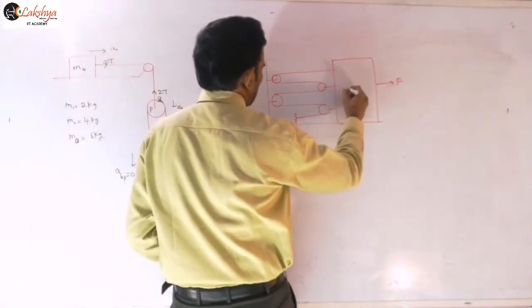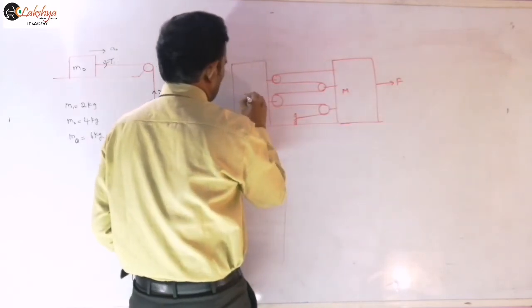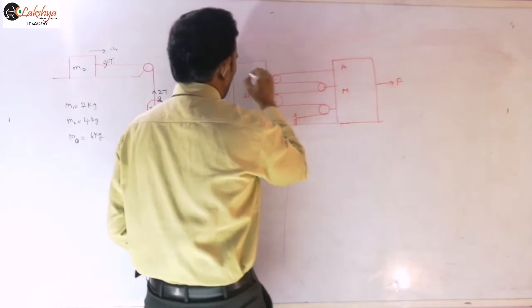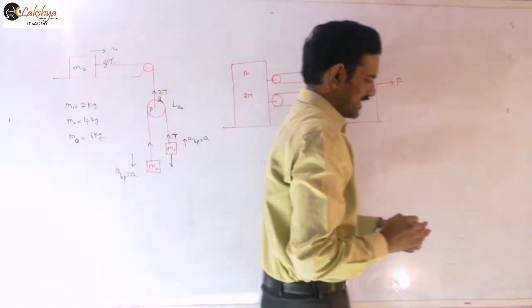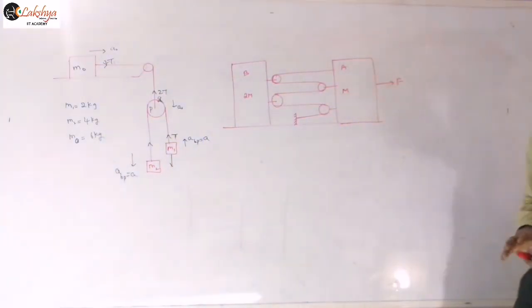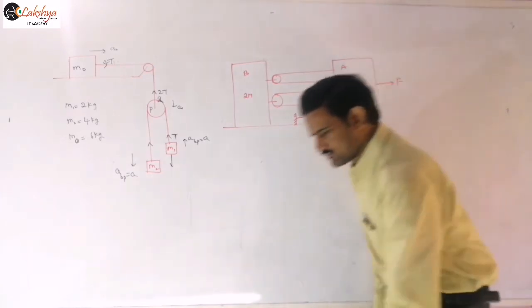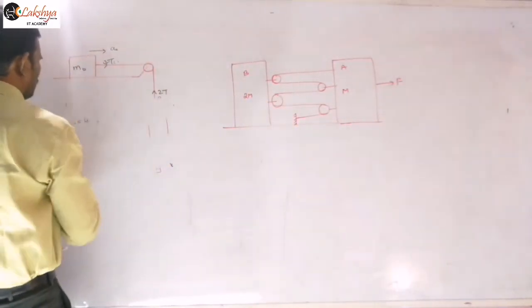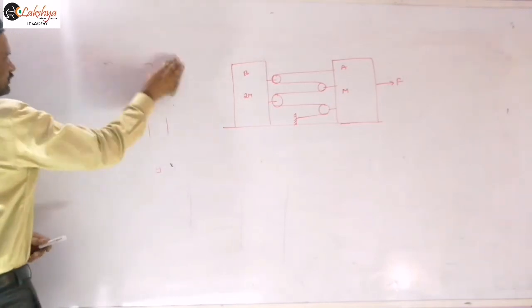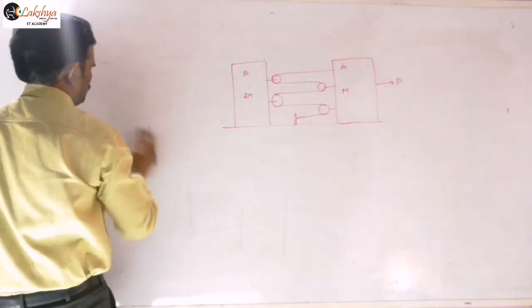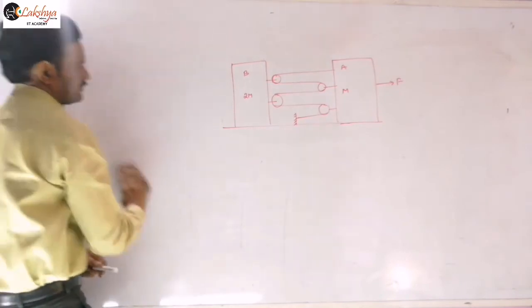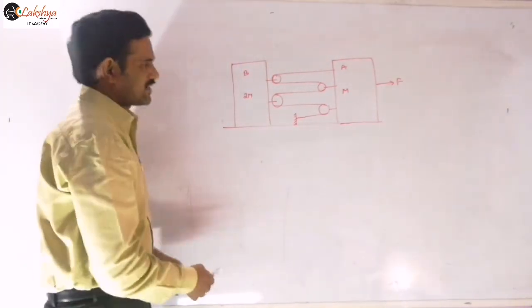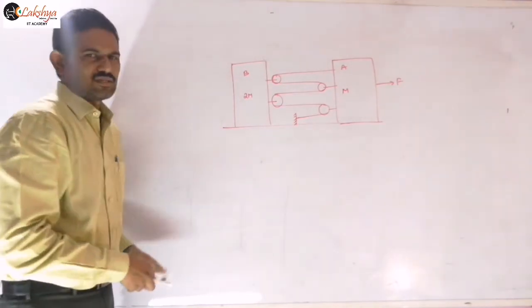Suppose I am taking this as some m, and let us consider this as 2m. So this is block A and this is block B. Find the accelerations of block A and block B in the system shown in the figure. Right? And so just again take the tension method, then you can answer that easily here.